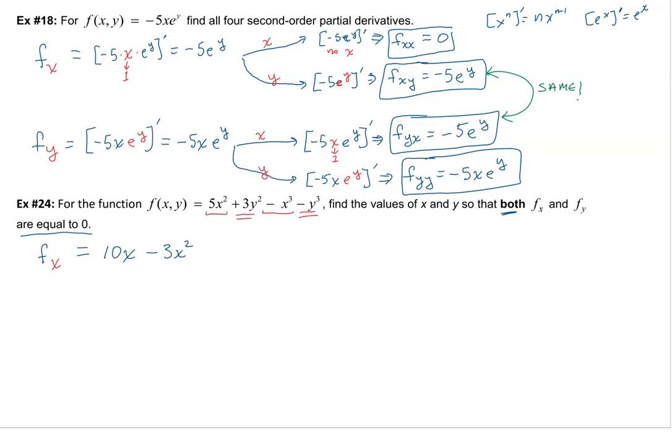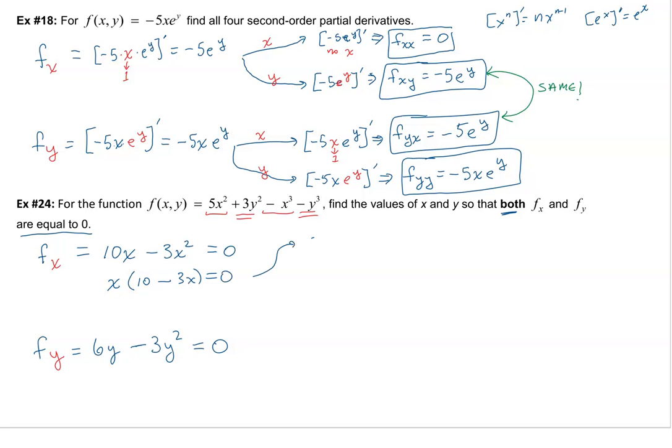And then f sub y equals, let's see, skip over the 5x squared, we get a 6y, and then minus 3y squared are the only terms with the y's in them. So we're going to set each of these equal to 0, and in each case it looks like we can do some common factoring. So for f sub x, there's no number common, but there is an x. So I can factor out the x and get 10 minus 3x left over.